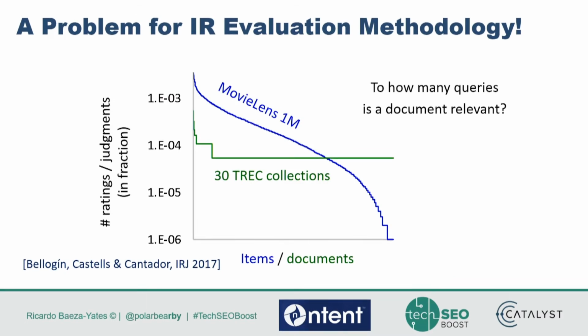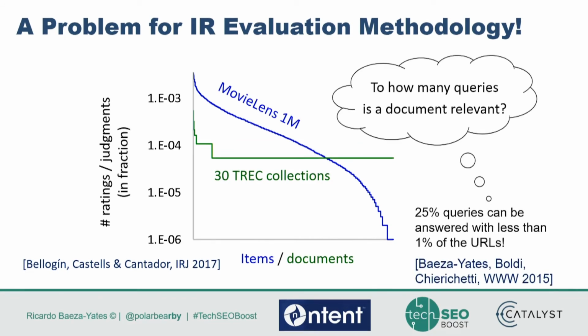It depends on the collection how this works. Here I have MovieLens, which is a famous collection of movie reviews. Or for example, TREC collections. TREC collections are the benchmarks for search that are used by researchers. And of course, the curves are different, but basically you need to solve this. You will have the slides available.